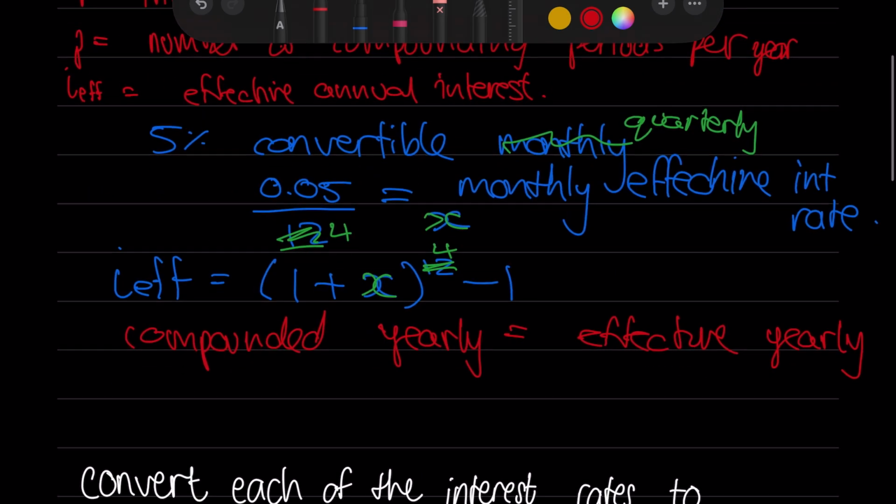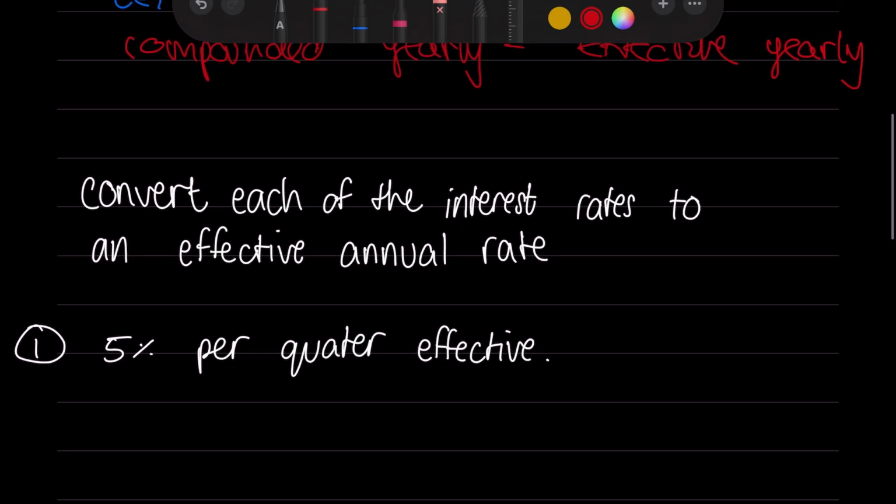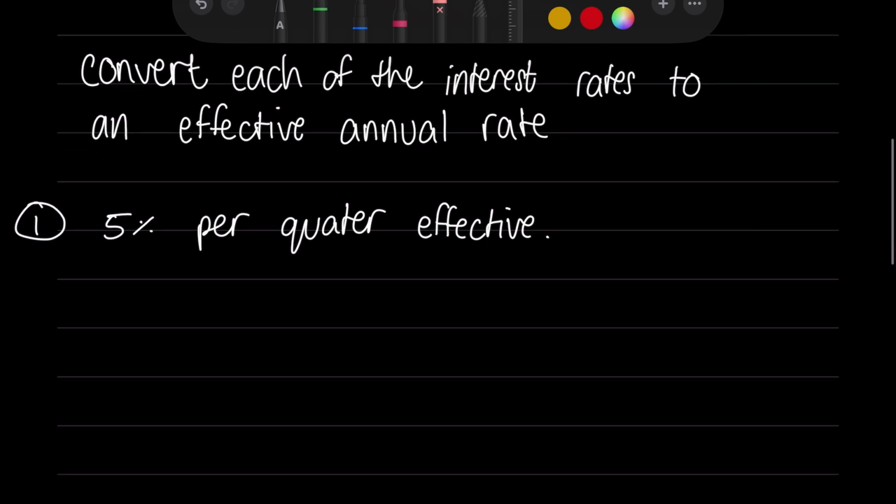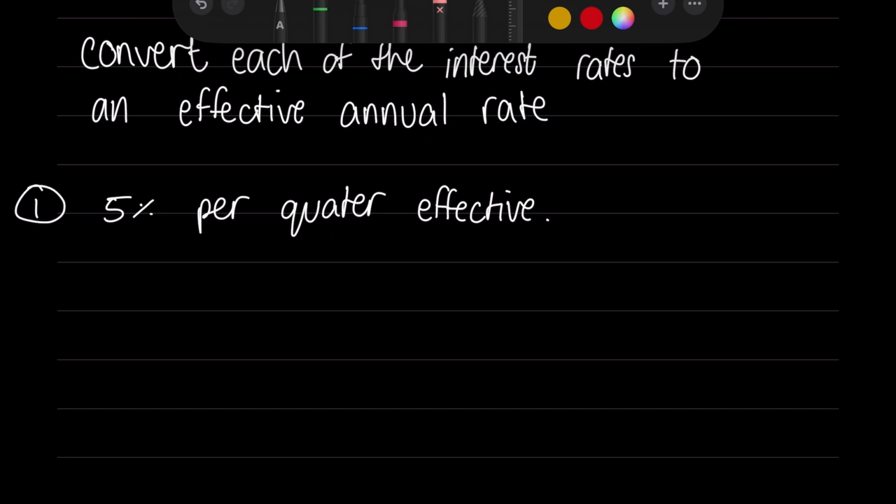I won't dive into that though. And then let's dive into some examples here. Convert each of the interest rates to an effective annual rate. That's nice and simple. 5% per quarter effective. To get that to an annual effective rate, all we're going to do is go 1 plus 5% to the power of 4 minus 1. So that's going to be 1.05 to the power of 4 minus 1.